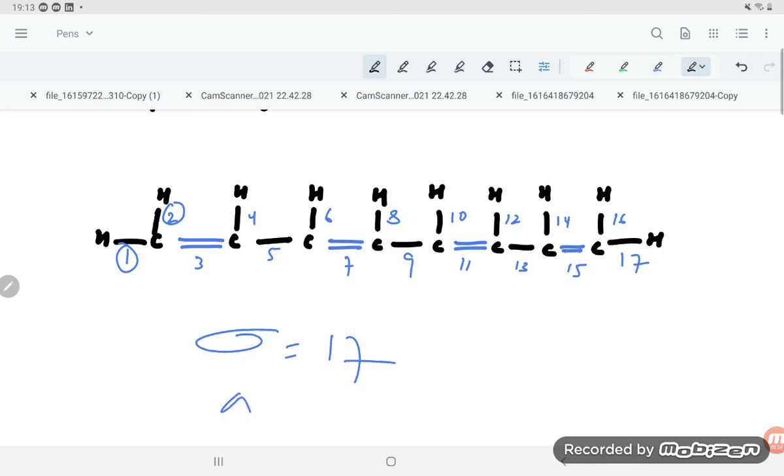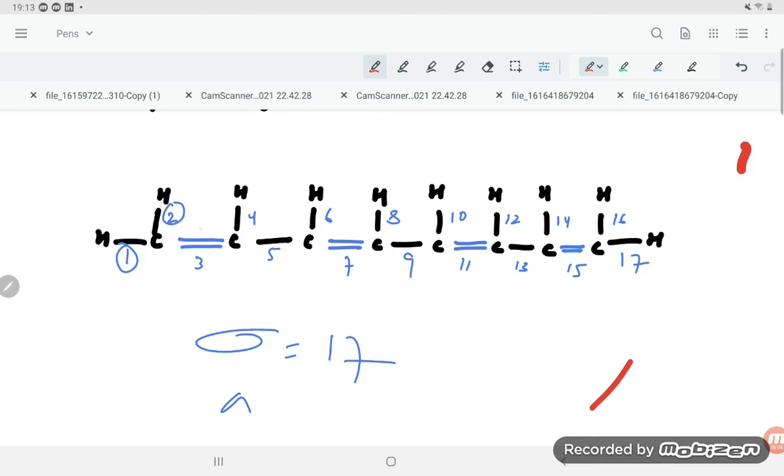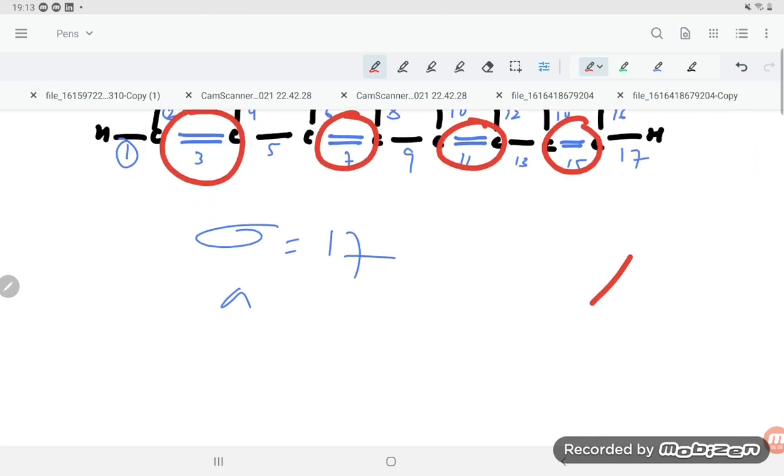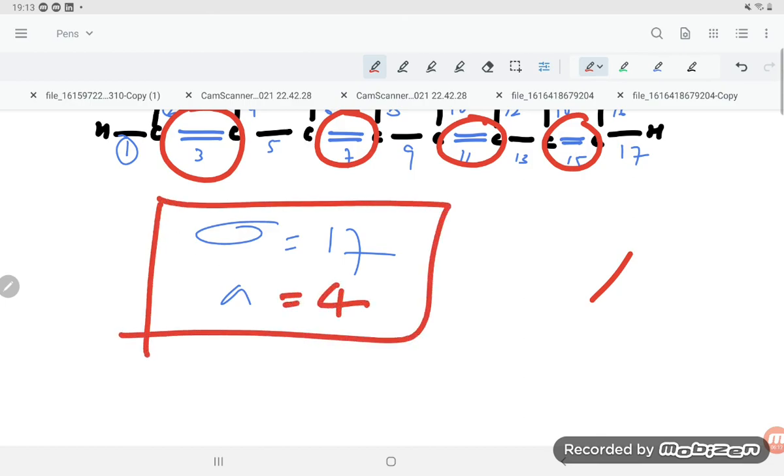Now count the pi bonds. Where are the pi bonds, students? Let us have a look. Here are the pi bonds: 1, 2, 3, 4. So how many pi bonds are there? 4. Sigma is 17 and pi is 4. This is our required answer, students.